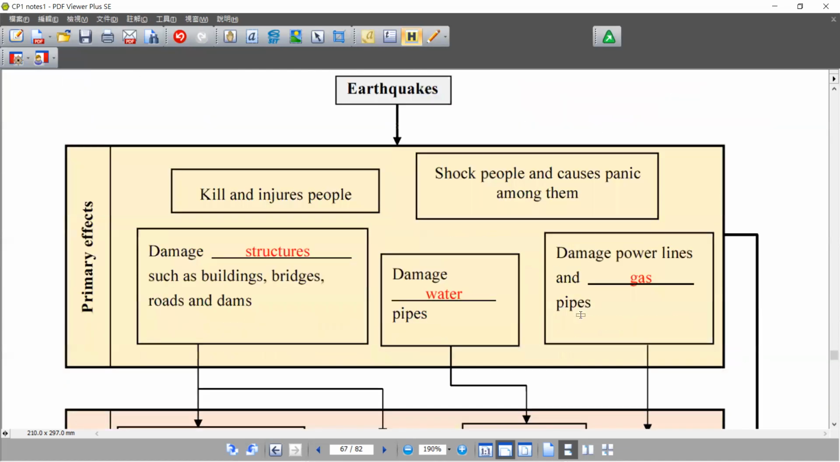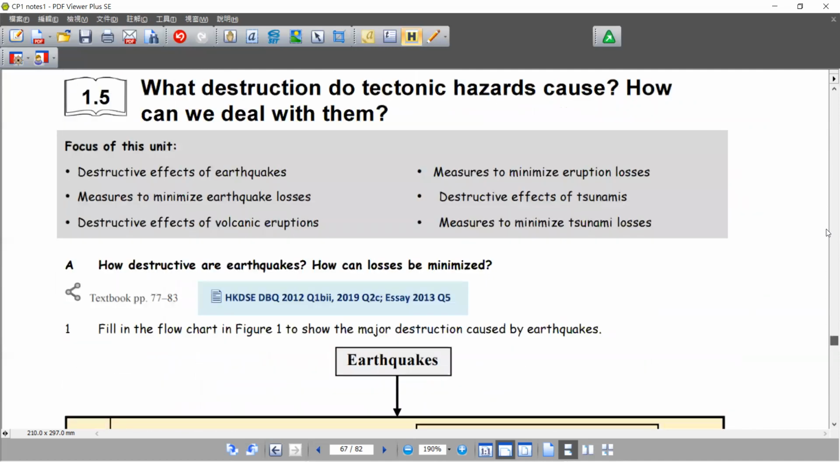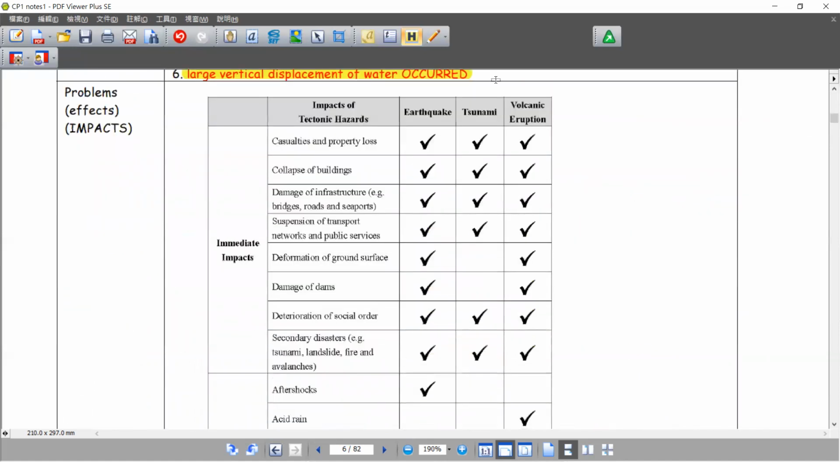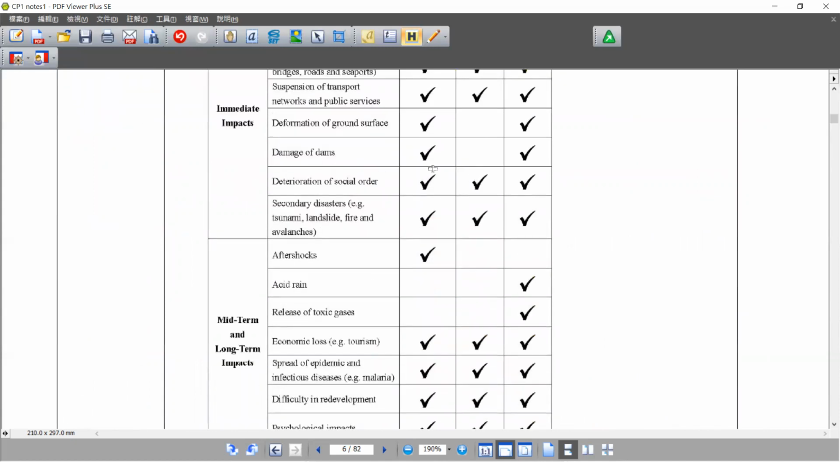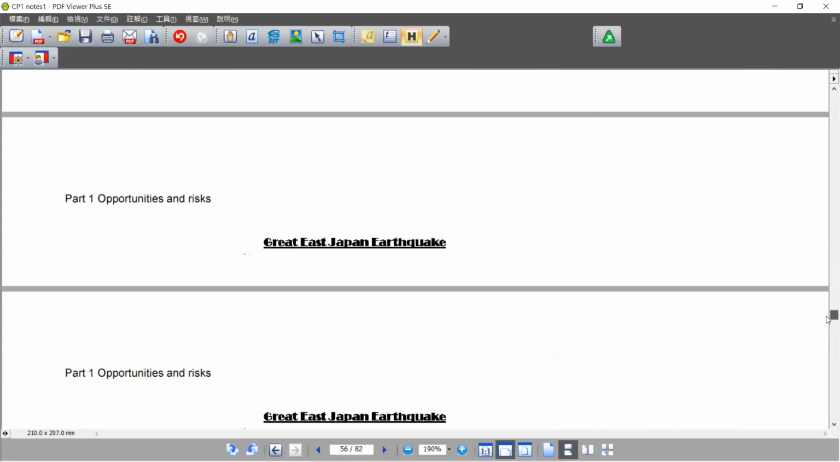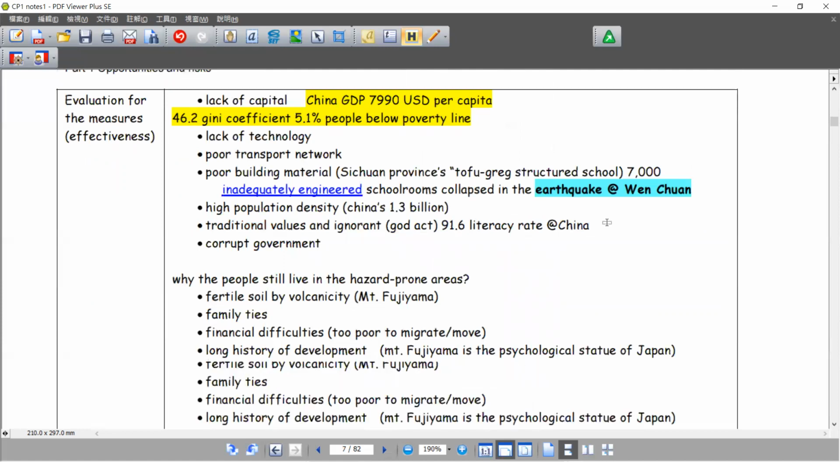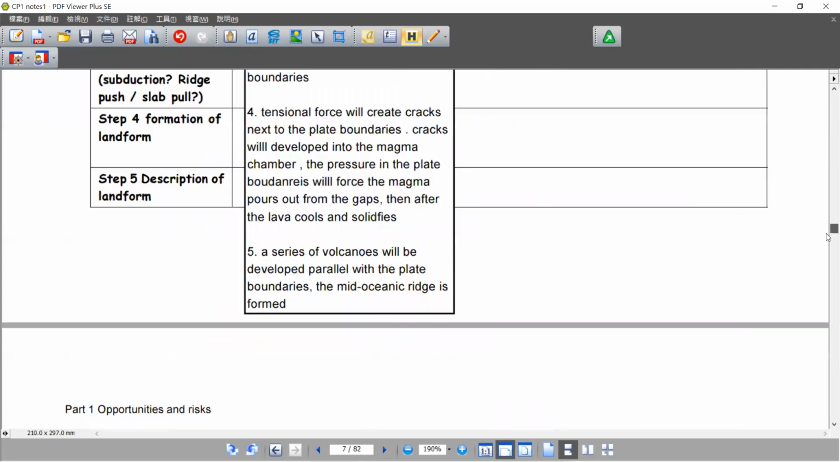Okay, the destruction of the tectonic hazards: I've shown you the different kinds of impact of different kinds of tectonic hazards in this table. So I think this one is enough already, but don't just remember the table. Okay, you're going to remember here. What is it about acid rain? Toxic gas belongs to volcanoes. This kind of thing you're going to remember. Which should be your page 6, isn't it? Page 6, yeah, page 6. Okay, then you're going to remember this.